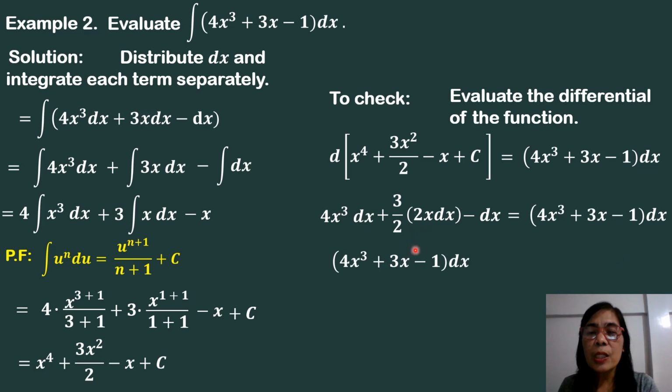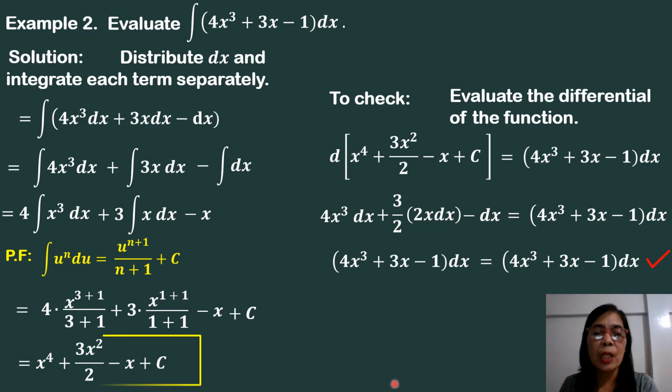The 2 in here cancels out, and we know that each term contains dx, so we can factor that out. That gives us now the quantity 4x cubed plus 3x minus 1 times dx, and obviously it is equal to the given integrand, and so therefore we say that this function is the final answer, as its differential is equal to the given integrand.